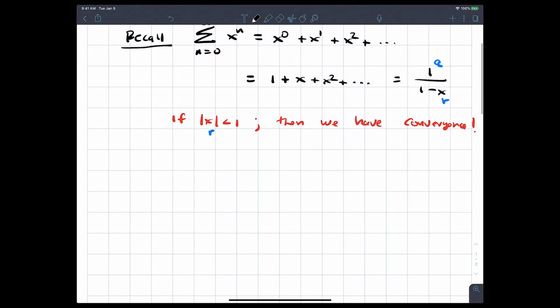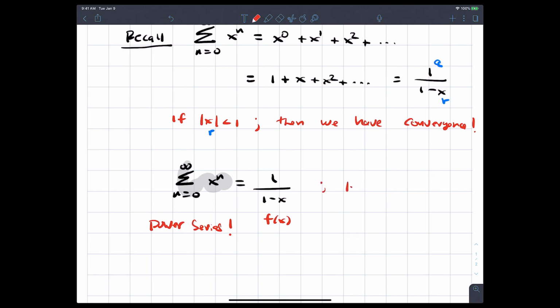Now, here's what this means in summary. The sum n is 0 to infinity of x to the n equals 1 over 1 minus x. This is the function that they're talking about, and over here, this is the power series representation. The domain of that function is all values between -1 and +1, and these are the values where we get convergence.